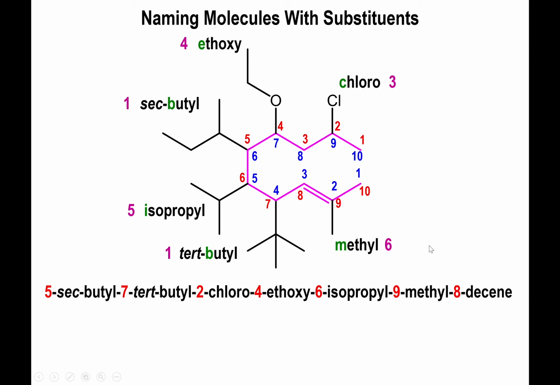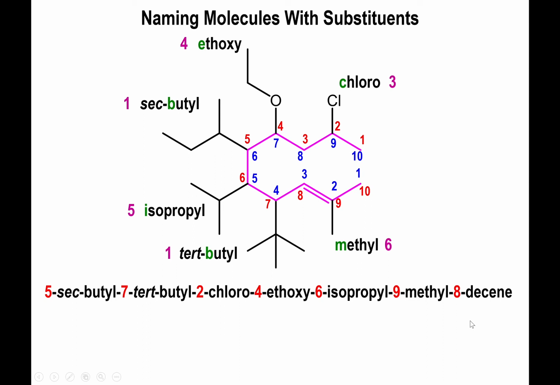Okay, now in terms of the positions, notice that every time we have the number, hyphen, substituent. And then the numbers are always separated from the letters by hyphens, right? So the in-between numbers will have hyphen before it, hyphen after it. And as far as the numbers go, this is the red scheme, right? So chloro appears at position 2, which is what we have here. Ethoxy appears at position 4, sec-butyl at position 5, isopropyl at 6, tert-butyl at 7, and the alkene appears first at position 8. So we're putting the 8 in front of decene to let us know that that's where the alkene appears.